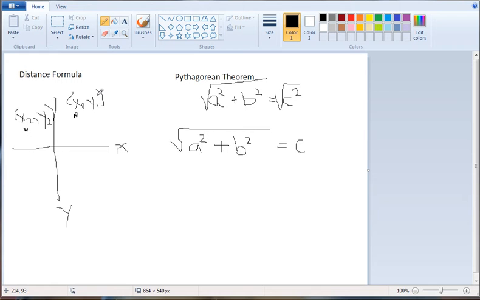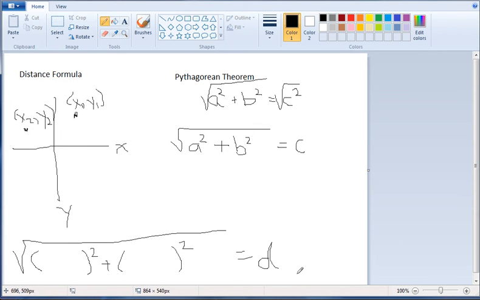Now using these coordinates, we are going to write out the distance formula. Once again, it is very similar to the Pythagorean theorem, just a little bit more complicated, of course. What we're going to do is we're going to do the big square root, just like the Pythagorean theorem. In our a, we're going to put our x's in here. And then our b, we're going to call our y's. And that will all equal the distance. I'm going to call that D for distance.